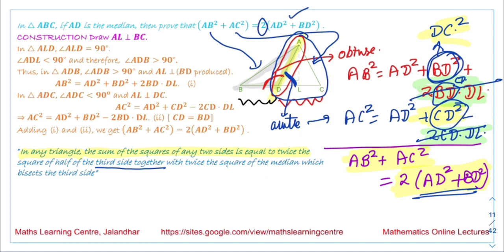and half of the third side means we are talking about BD square, and the square of the median which bisects the third side is AD square. This is twice because of the 2 that is multiplied over there.